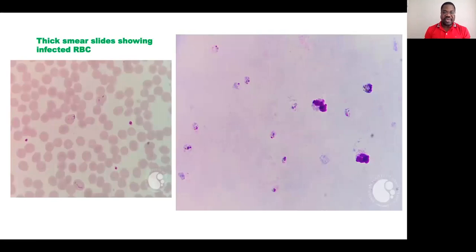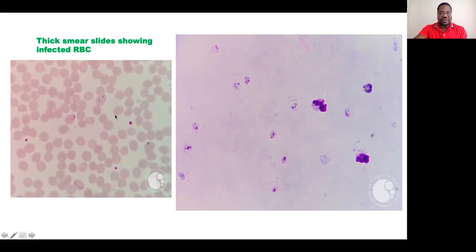You know, so here you can see how the thick smear slide looks. Okay, so you can see here you have red blood cells, and you have a few infected cells here. The only thing you can see is that those 2 cells are infected. This one is infected, this one also is infected, but you are not able to describe the morphology.